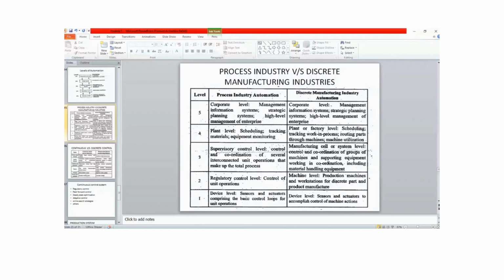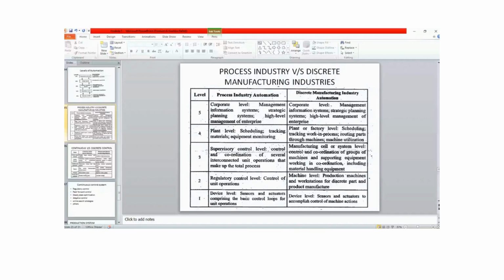At the plant level, it involves scheduling, tracking materials, and equipment monitoring. As I said, take the example of a water bottle. At the plant level, we should have continuous monitoring and tracking of the process. Within this time, I need to have this many bottles ready, so I have an order. Then we need proper tracking of how the process is going on. Is it going to reach the target within that limit? All those things will be calculated at the plant level itself.